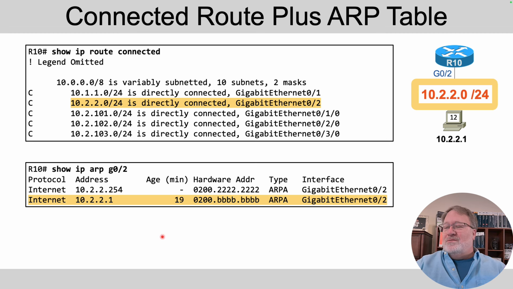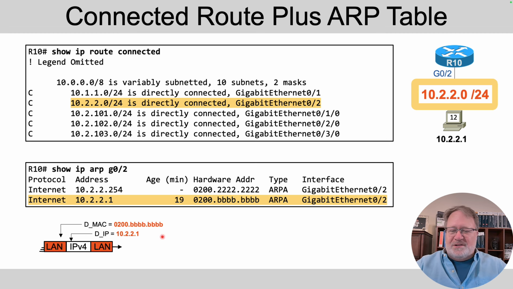So now router R10 can encapsulate this packet in a new data link frame, and it looks something like this. A destination MAC with mostly B's in it, taken from the ARP table in effect. And then the destination IP address we already knew was PC12's 10.221. So that's some of the interaction, or the dependence, if you will, of matching the connected route in the routing table, and then for re-encapsulation using the ARP table entry.